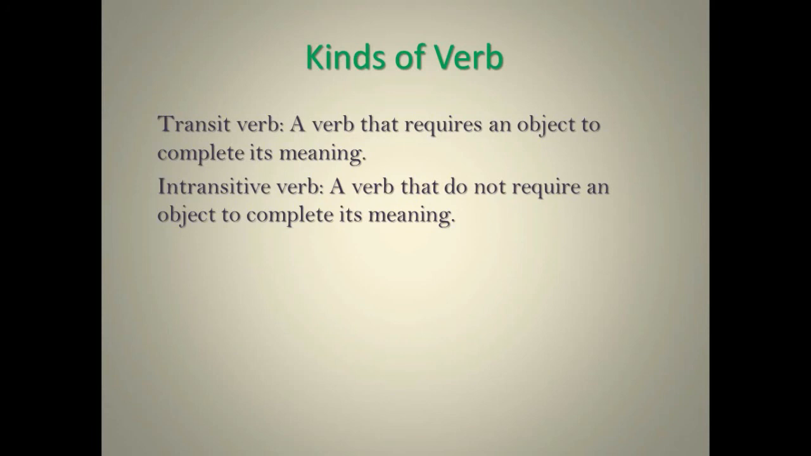Next, intransitive verbs. Intransitive verbs do not require an object to complete their meanings. They can stand alone and complete a meaning. For example, we exercise. No need to write anything at the end, still the sentence looks complete. We exercise daily. Daily has been added, but even if you don't write daily, it will be complete. He looked sad.